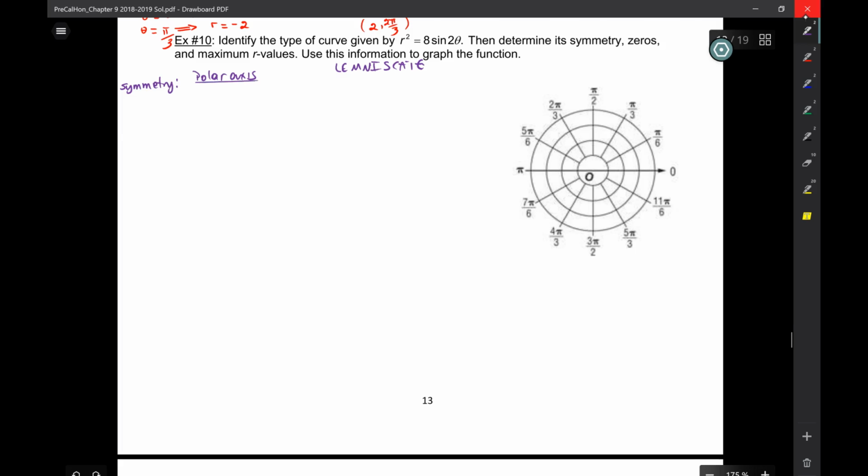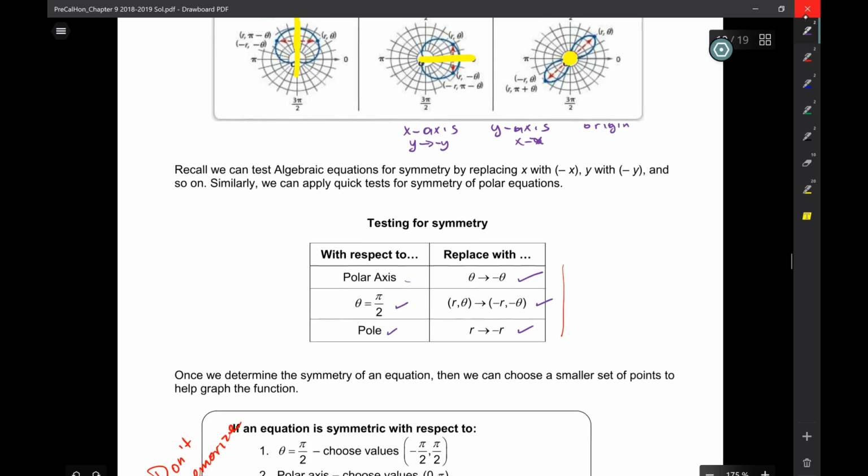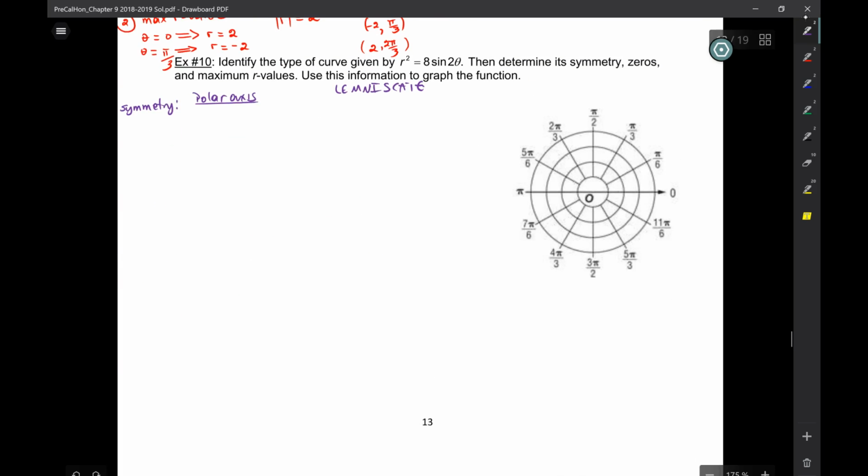For the polar axis, remember, we have to change theta to negative theta. So let's do that. I get r squared equals 8 sine negative 2 theta. That means r squared is equal to negative 8 sine 2 theta. Did I get my original function back? No. So it's not symmetric around there. Okay, we're going to try all of them.